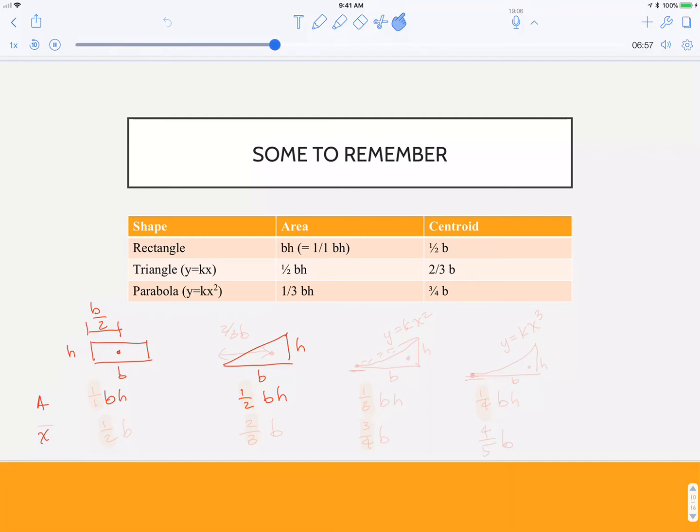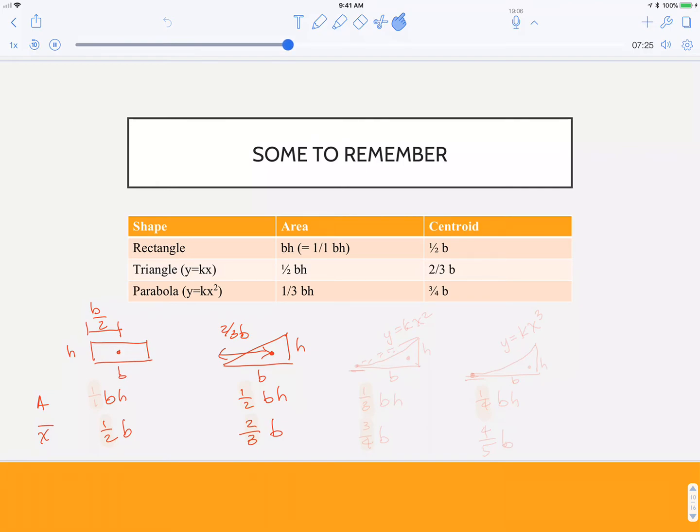And you should also by now know that the location of the centroid is 2/3 of the base. Oh, let me write that in. The x bar for the rectangle is b over 2, and for this triangle is 2/3 b. Let me write that b over 2 is 1/2 b. Okay, so there we go, 1/2 b.